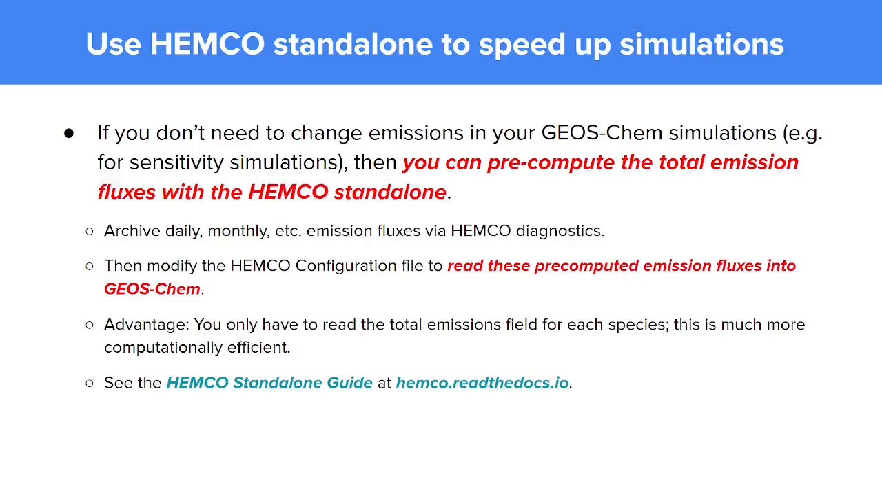So there's that data I/O is computationally intensive. If your emissions configuration has a lot of files that need to be opened, consider pre-processing them with a HEMCO standalone simulation to get total emissions, then just read the total emissions into GEOS-Chem. That will make your GEOS-Chem simulation run much more efficiently. And we have information about using the HEMCO standalone at the HEMCO standalone guide at hemco.readthedocs.io.